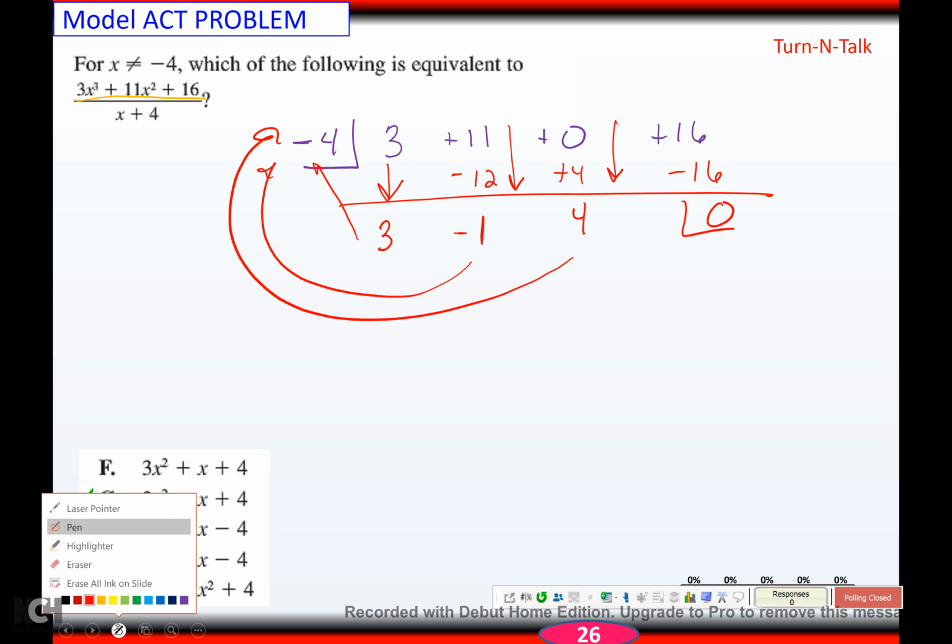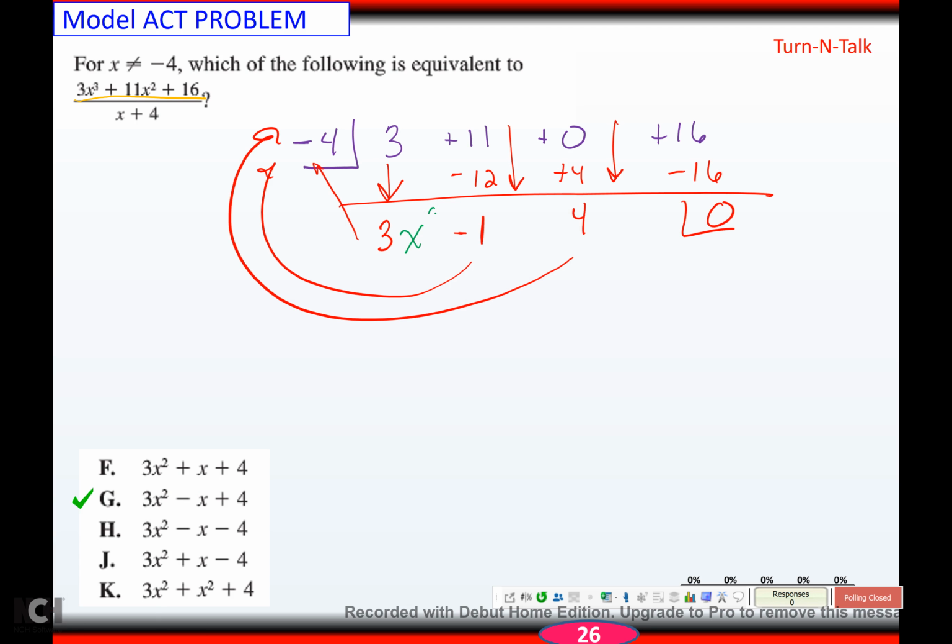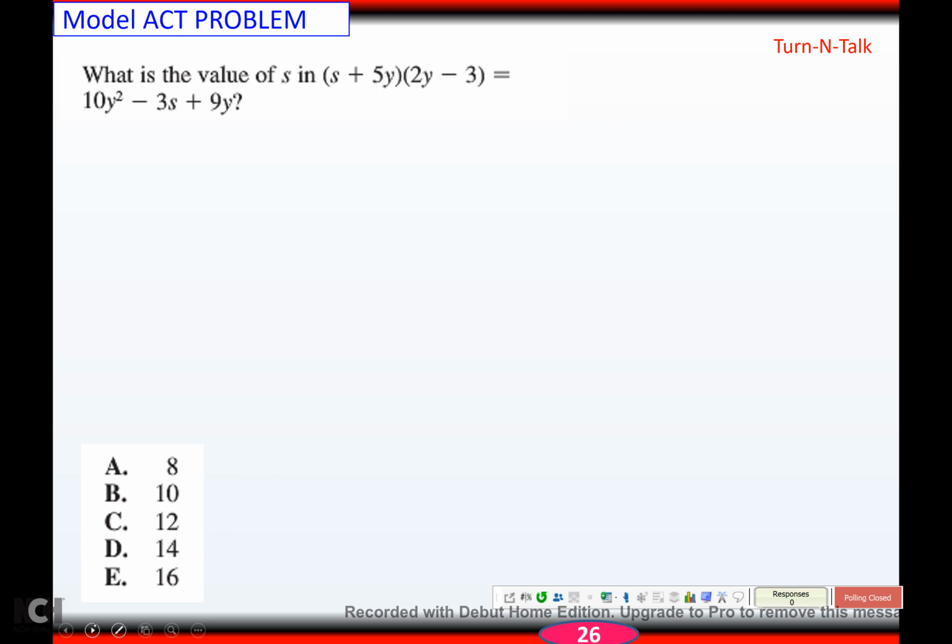And then all you do is you look at your original degree, which was a third degree, and your answer will be 1 degree less than that. So x squared, then x, and then your constant. Alright? Alright, try this one. Hit pause, come back when you're ready.